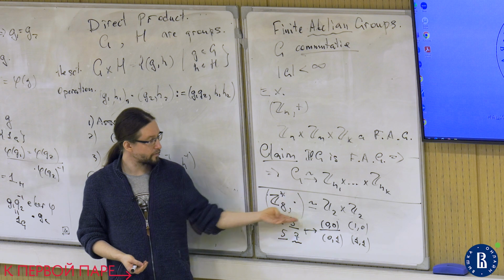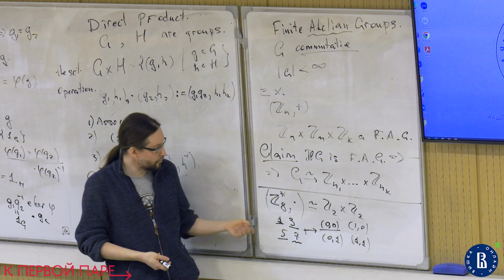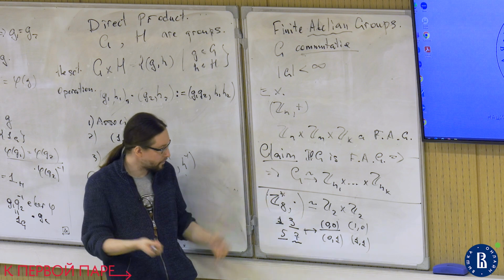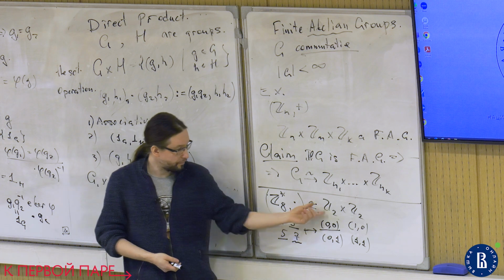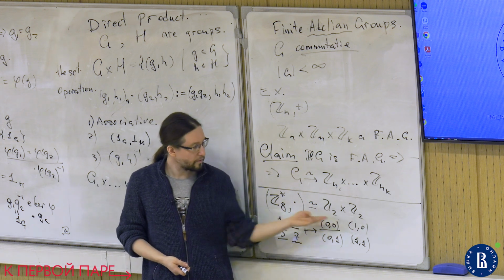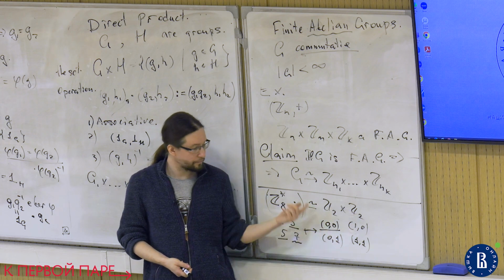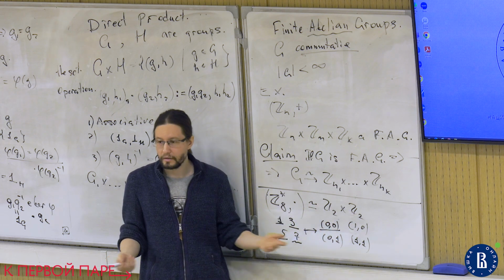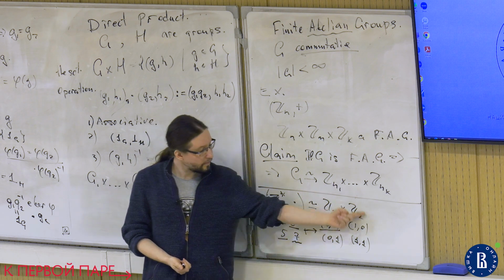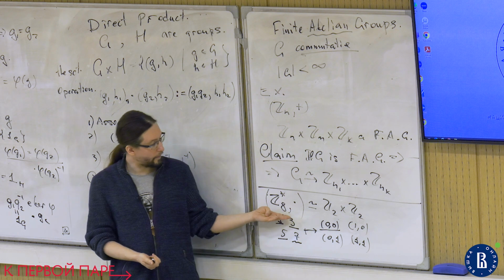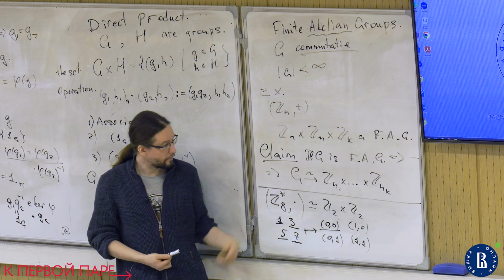Because the structure of this group is unclear, like how to deal with the elements here, how to find the order of an element, how to multiply the elements, etc. But if you're given this group, it's clear how to deal with the elements, because you have just pairs of zeros and ones and just apply the operation, the addition modulo 2. The right-hand side is easier to deal with than the left-hand side. So that's how you use this isomorphism.